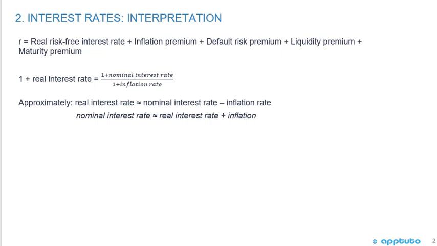So one thing to look at when we're also talking about that real risk-free rate, I put this in: 1 plus the real interest rate, and you'll see this later on in economics, equals 1 plus the nominal interest rate divided by 1 plus the inflation rate. So approximately, often we just do a quick approximation, the real interest rate equals the nominal interest rate minus the inflation rate. So you can just spin the algebra there. The nominal interest rate equals the real interest rate plus the inflation.